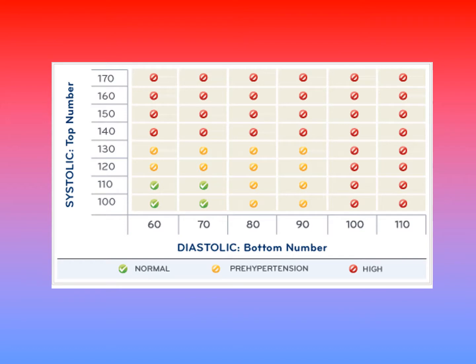Here's a picture that shows good and not so good blood pressures. You may have heard this word hypertension. Hypertension is the name for high blood pressure. So that's something you want to avoid because that just means that your heart is working harder than it should, and that can cause problems in your body.